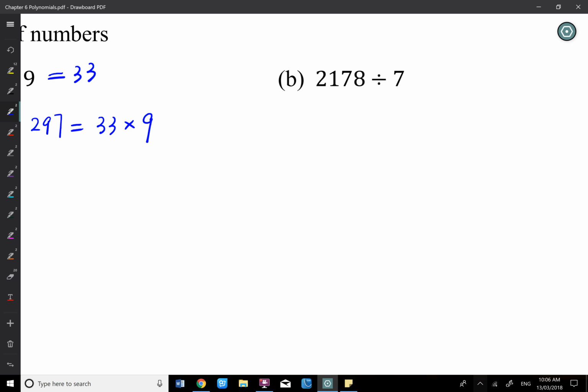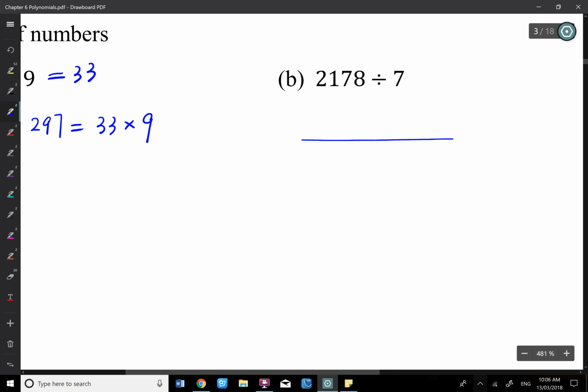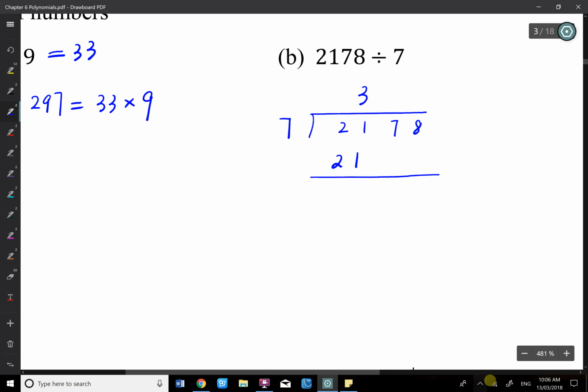Okay, let's have a look at the next one. 2178 divided by 7. 7 into 21 is 3, and that's a 0, so I will bring the 7 down here. 7 divided by 7, that's a 1. So we have a 0 again, and then the 8 will come down. 8 divided by 7, we have a 1, 7, and the 1 is the remainder.